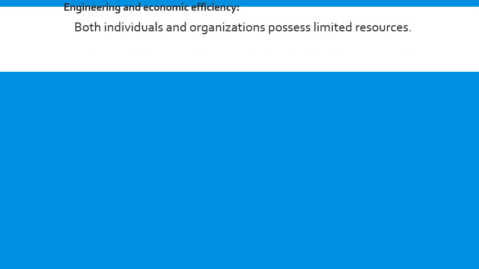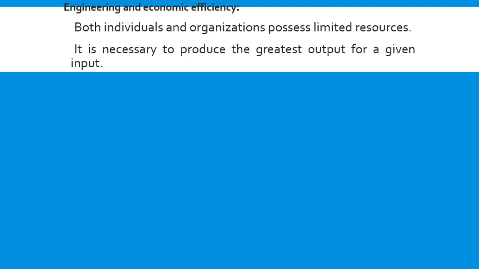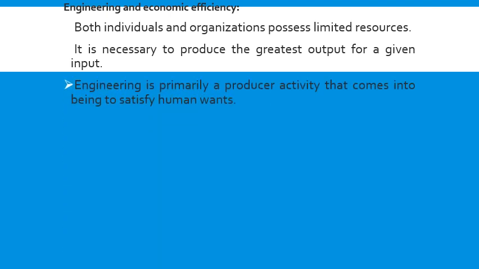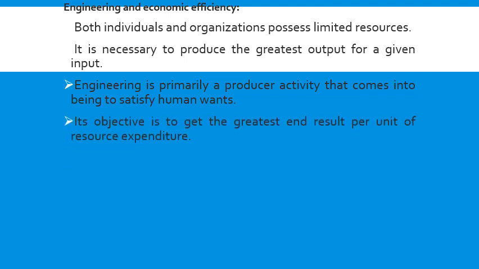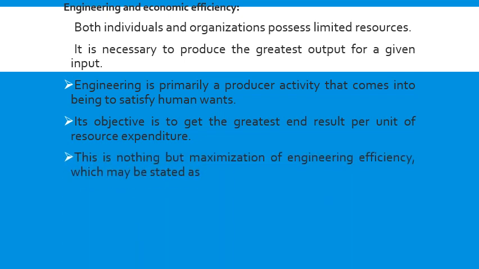The next topic is engineering and economic efficiency. What is the difference between engineering efficiency and economic efficiency? Normally, engineering is primarily a producer activity that comes into being to satisfy human wants, and its objective is to get the greatest end result per unit of resource expenditure. This is nothing but maximization of engineering efficiency, and it may be stated simply as output by input.